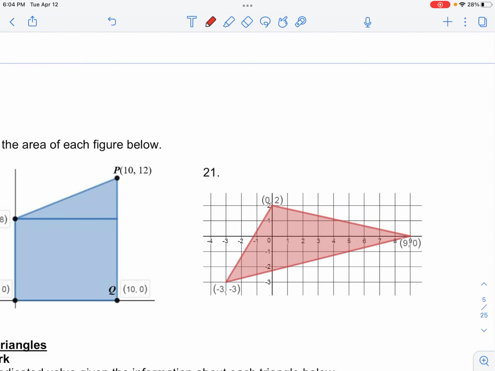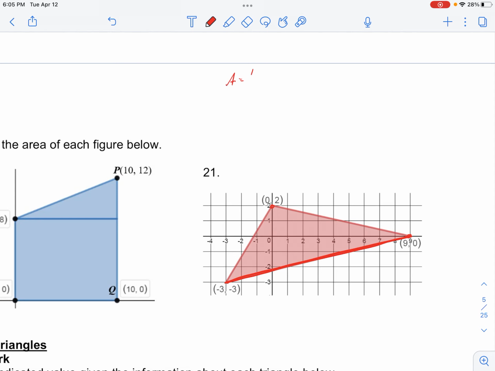Okay, number 21 in your classwork for area of triangles, we want to calculate the area of the figure below. So we have a pretty odd shaped triangle. There's no special things that we can apply here. So we're gonna brute force in order to find the distance of the base, which we can say the base is given by the one formed by the endpoints (-3, -3) and (9, 0).